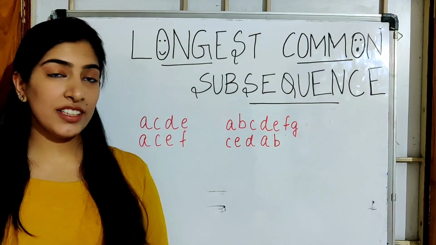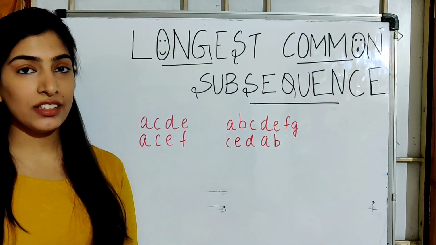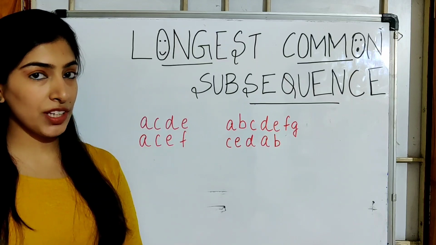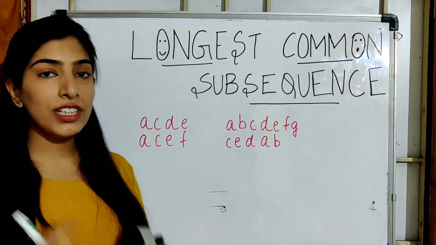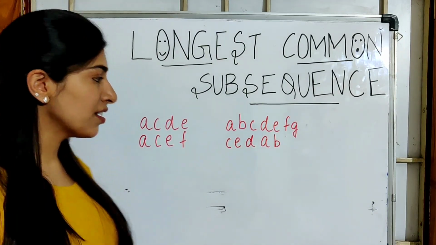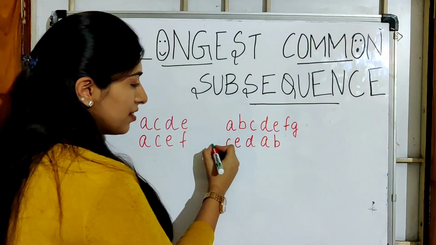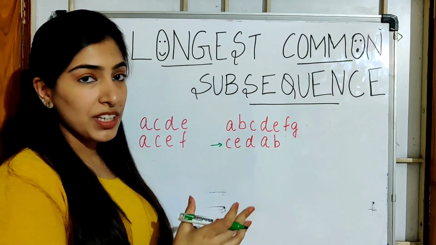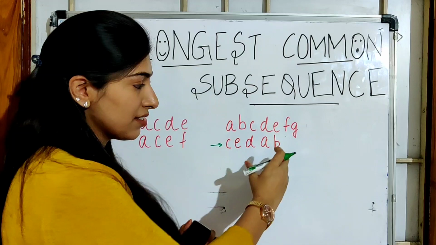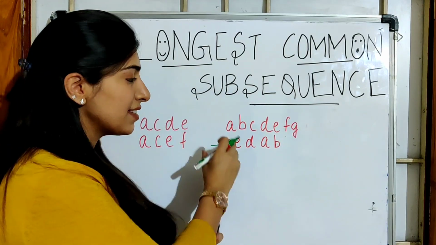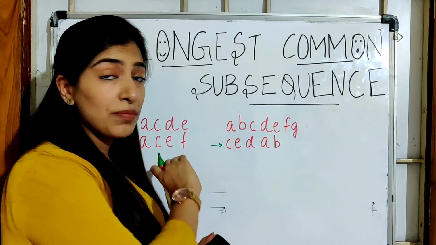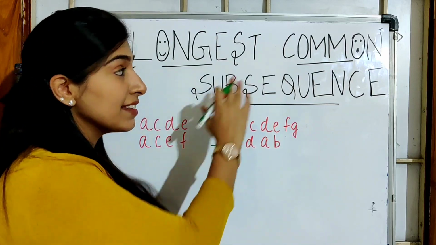Guys, so today's question is: given two strings, you have to find the longest common subsequence of them. First, let's understand what a subsequence is. Consider any string. A subsequence is a set of characters in this string taken in the same order as in the string. You can pick up any characters you want in the same order.